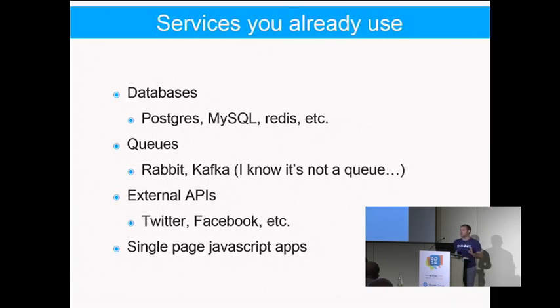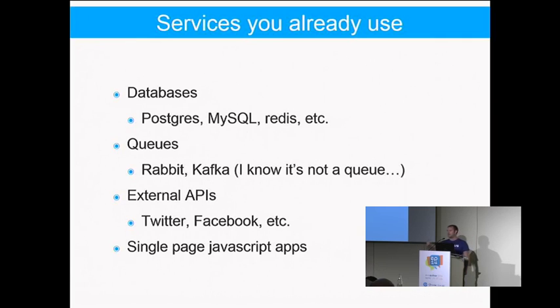It's also not necessarily a new idea in web systems. People have been doing this for many years. You're probably already using services in your system. How many of you are Django app developers day to day? Sweet, a lot of you. Excellent. You're probably using Postgres if you're doing it right, or MySQL if you're doing it also right, or Redis. You're probably using queues in your system, Rabbit or Kafka. Kafka is not technically a queue, but it's basically a queue, so I put it on the queues list. Or you're using external APIs.